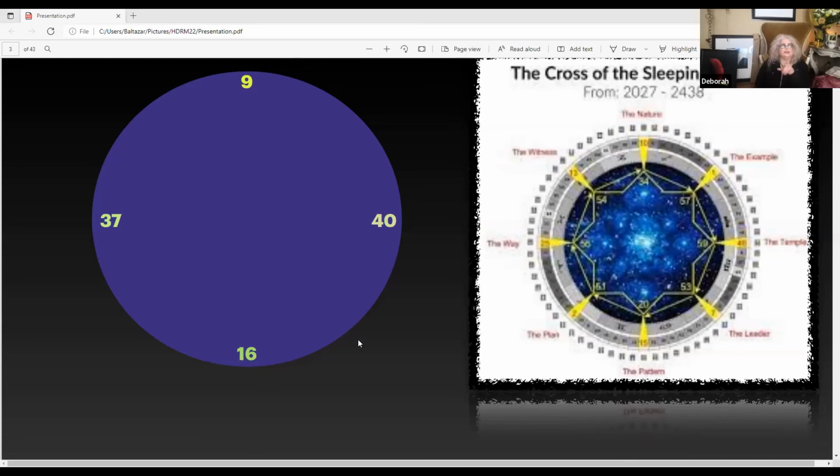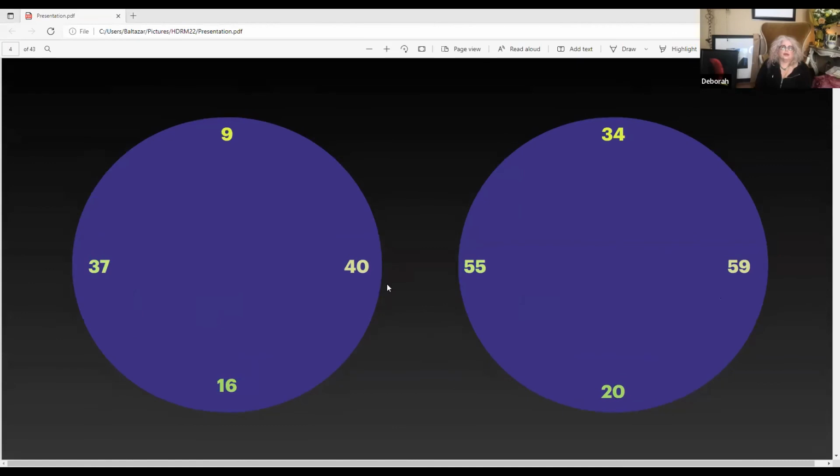So let's go to the next slide. Okay, so there you have them both together. That's just a brief reference where you can see them arrayed by quarter.